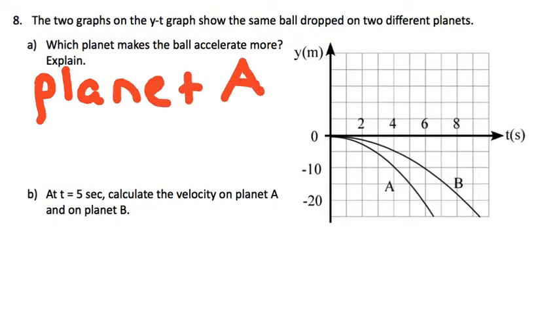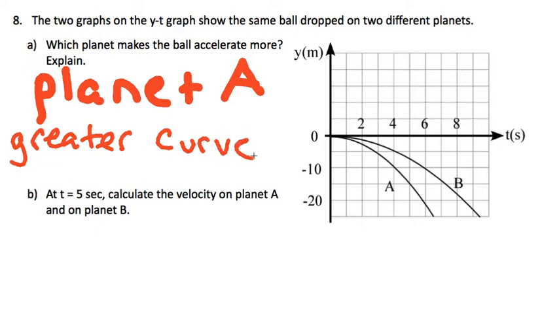Let me get a marker that's a little less fat there. Okay, so planet A, and for your explanation, simply put that it has a greater curve on the graph.